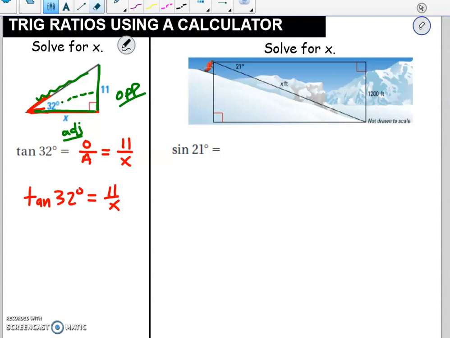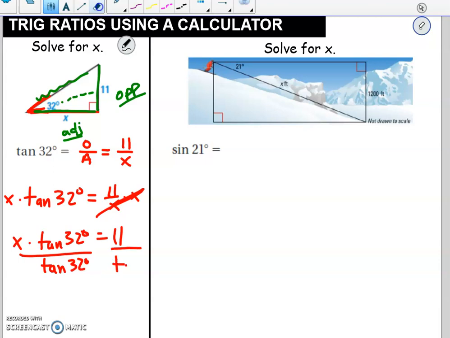And so now I can actually use this to solve for x. I'm going to take x and multiply it on both sides. I'll multiply it over here and multiply it over here. The reason I'm doing that is just to get it out of the denominator on this side. So on this side I now have x times the tangent of 32 degrees. That's equal to 11. And now I can divide away the tangent of 32 degrees, because remember that's an actual value on that side, and I'm going to have to do the same thing on this side, the tangent of 32 degrees. Those cancel and I'm left with just x. So x is 11 divided by the tangent of 32 degrees.